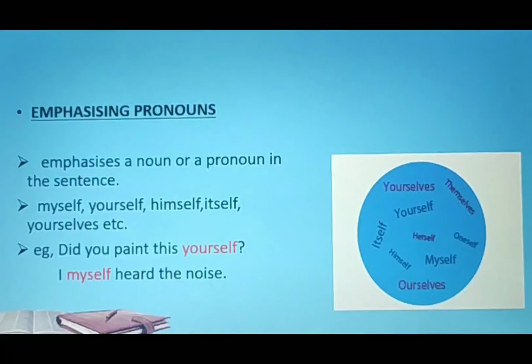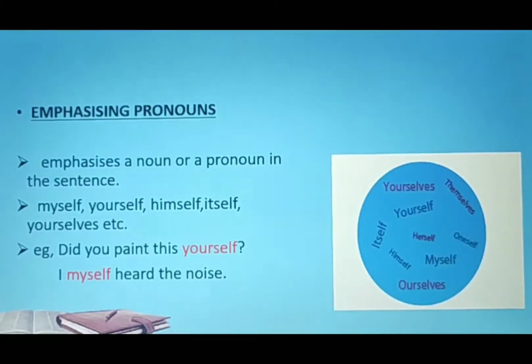So, did you paint this yourself? The emphasizing pronoun yourself is stressing or emphasizing the pronoun you. When you look at the example, you will understand that the emphasizing pronoun is stressing back on the subject of the sentence, or at the pronoun in the sentence. So yourself here refers to the pronoun, that is you. So it is stressing or emphasizing the noun.